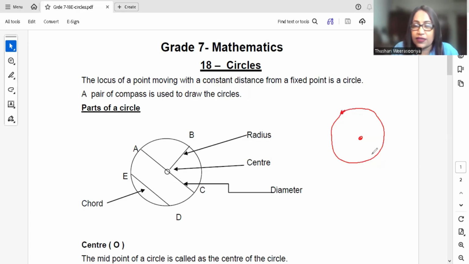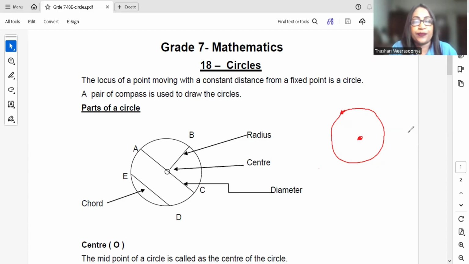Okay, that is an extra thing. Don't worry about this locus and the constant distance, right? Those you will learn further later. As a simple way, you know what is a circle, right? There is a center. By using the pair of compasses, we can draw the circle, right? Give the compass point here, you know how to draw the circle, right?